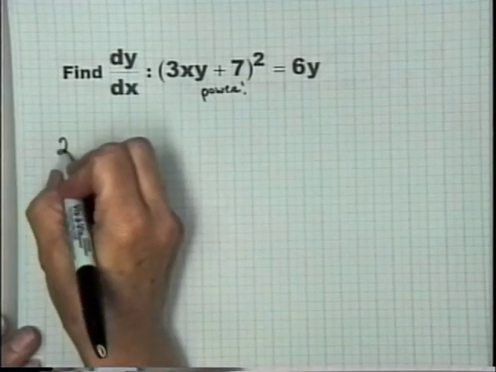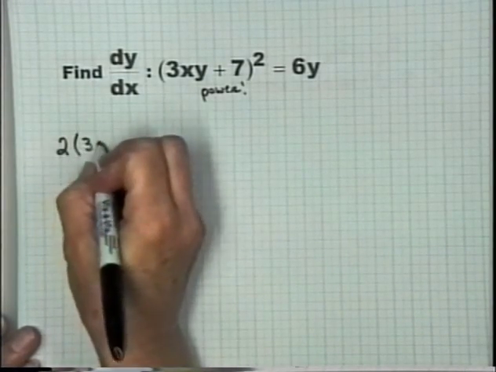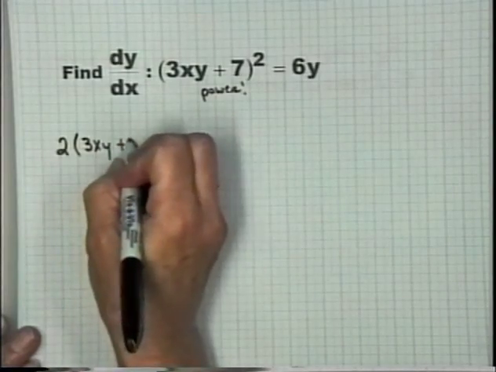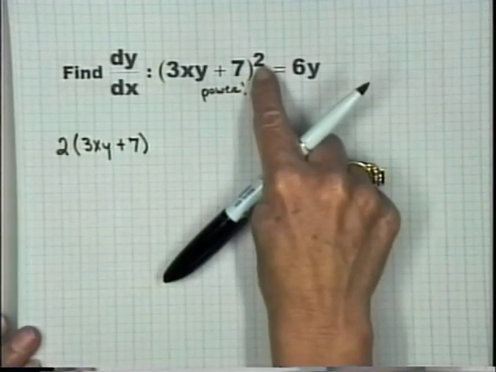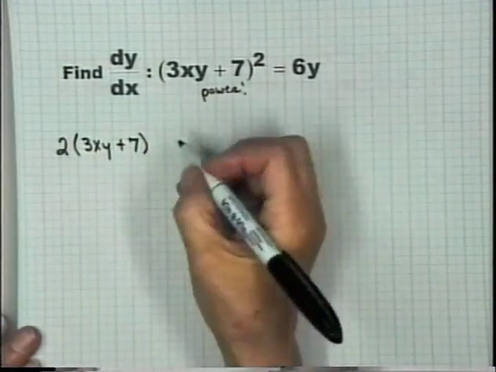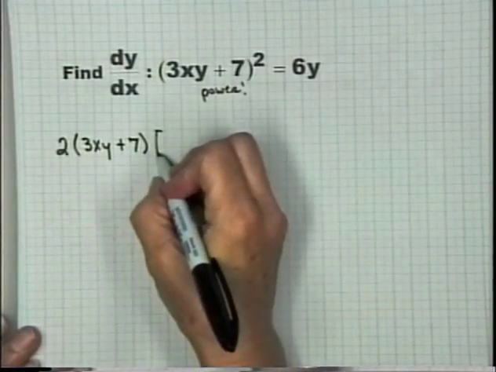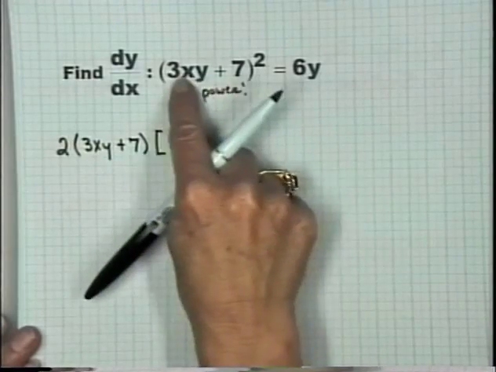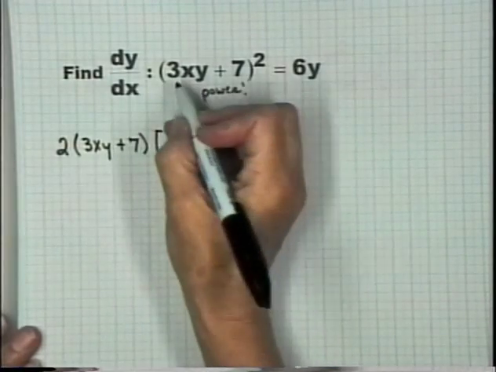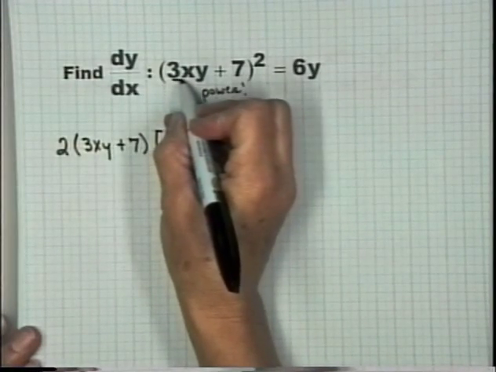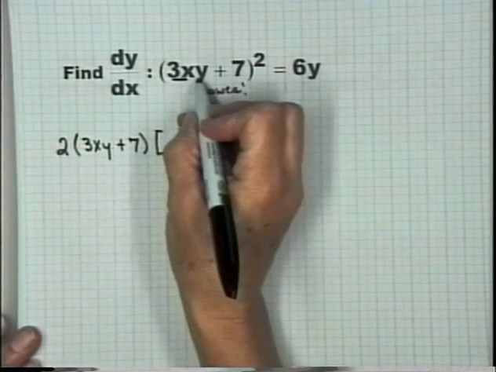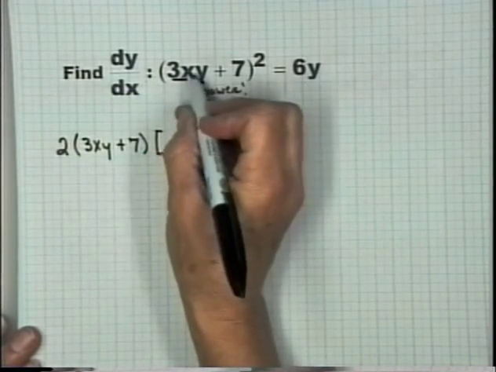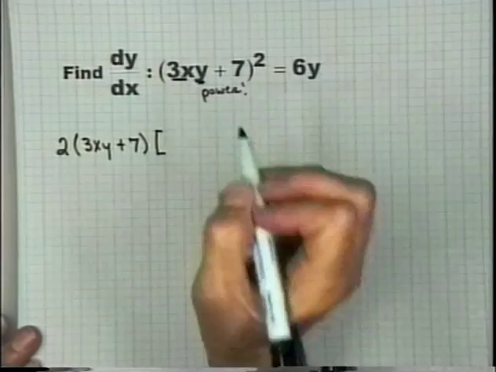That means we're going to bring the 2 down. We'll recopy this function, 3xy plus 7. We'll reduce the exponent, and that will become a 1. And then we're going to think chain rule times the derivative of the stuff inside here. Now, this time, just to make this a little easier, I'm going to consider 3x to be the first function and y to be the second, and this is a product of 3x times y.